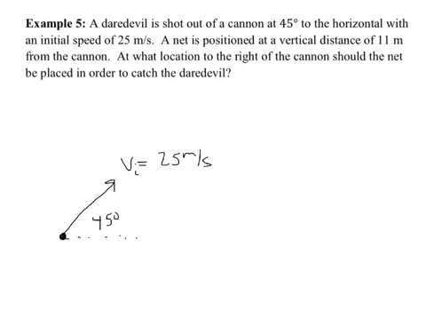At what location to the right of the cannon? So we're trying to figure out, what is this X? Here's the net right here. And we want the stunt rider to land in the net at the end of this stunt or whatever he or she is doing. So we have to determine what X is. We're told that Y is 11 meters.